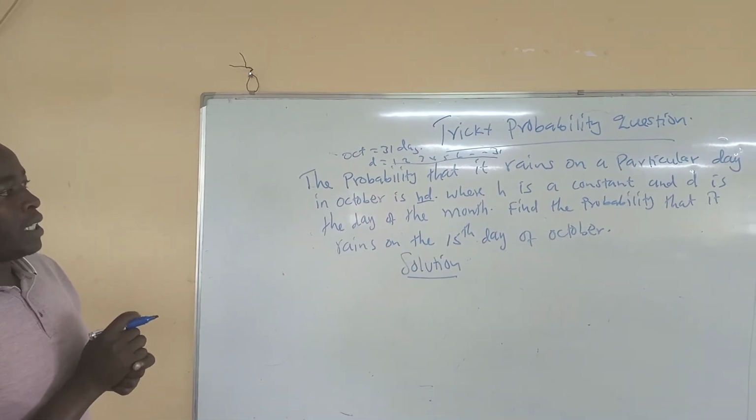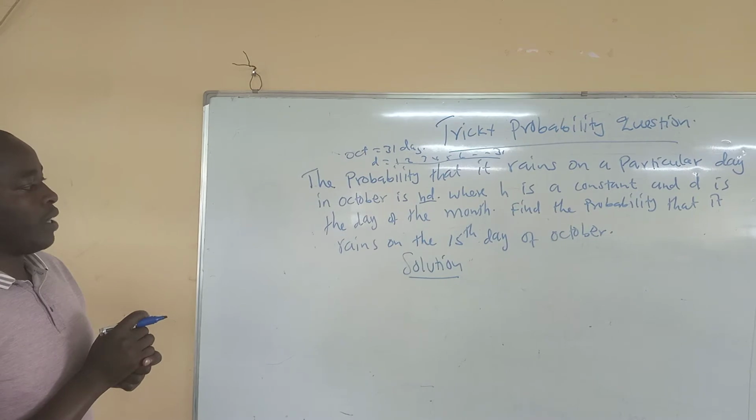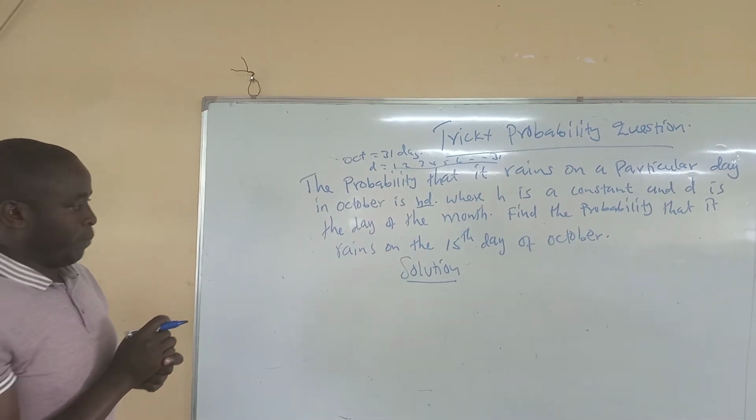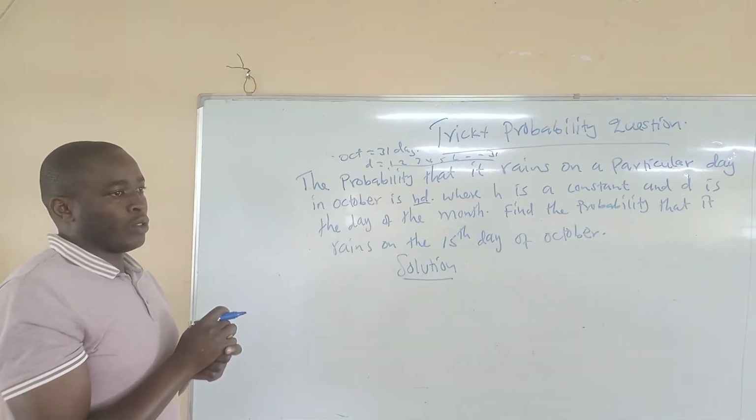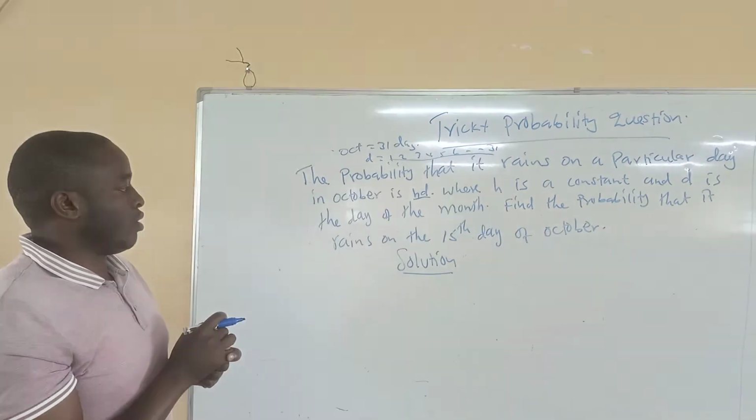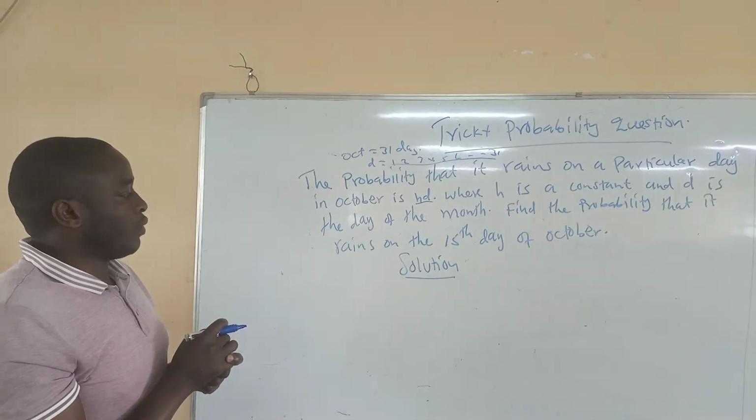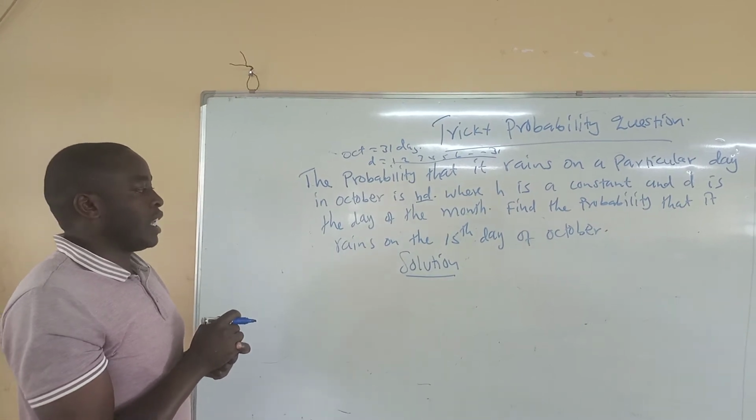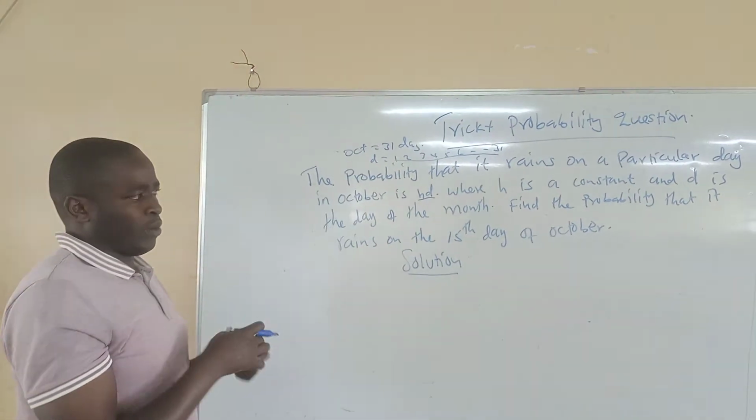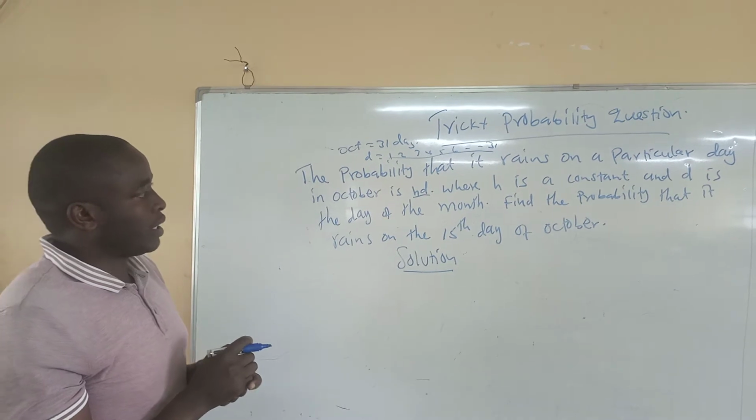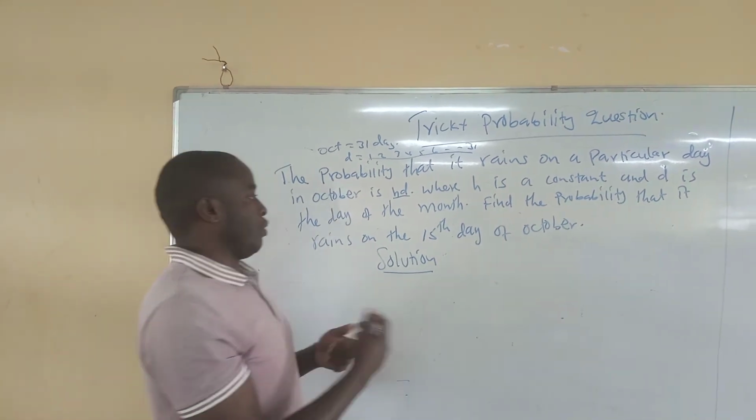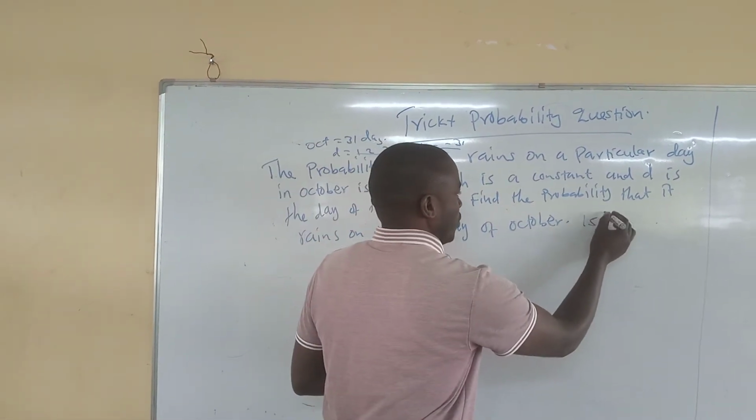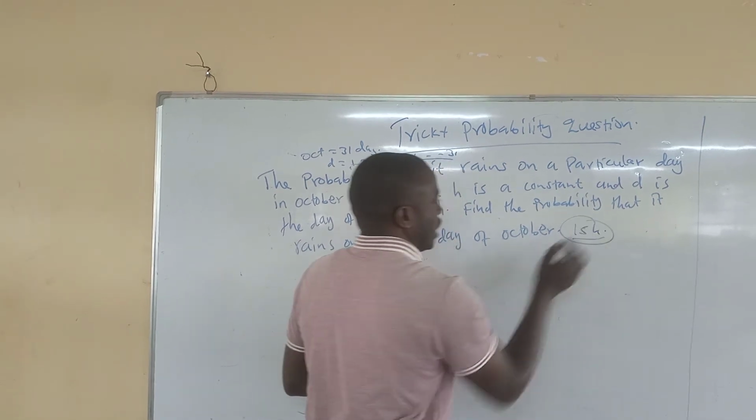Find the probability that it rains on the 15th day of October. For it to rain on the 15th day of October, it is HD, so it will be 15H. That is the probability from the look of things. It will be 15H. But I don't know H. I need to find H.